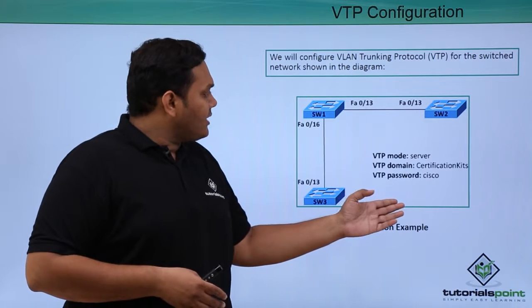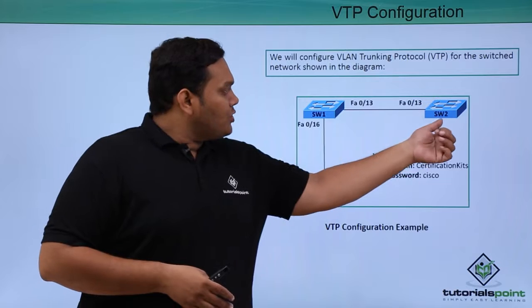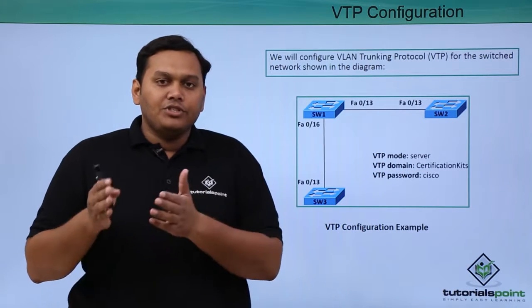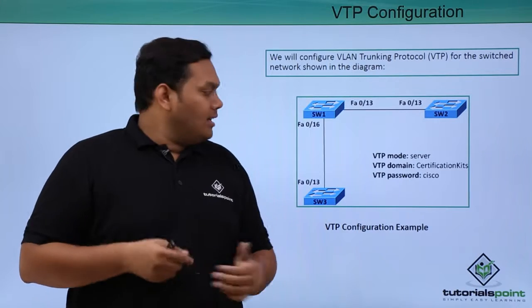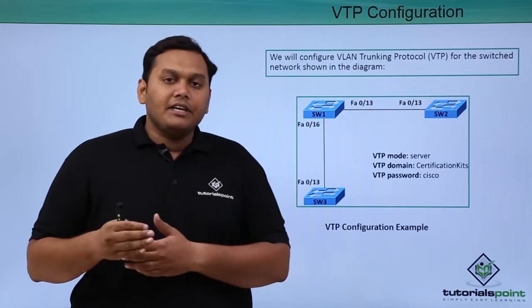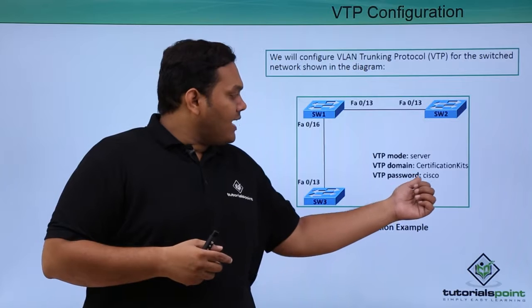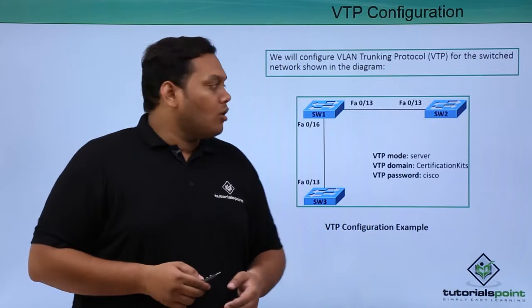which is shown in the diagram here clearly, where switch 1, switch 2 and switch 3 are in the switch network, and we will be configuring VTP mode in server mode, VTP domain name as certification kits and VTP password as Cisco. So, let us see how we will configure here.